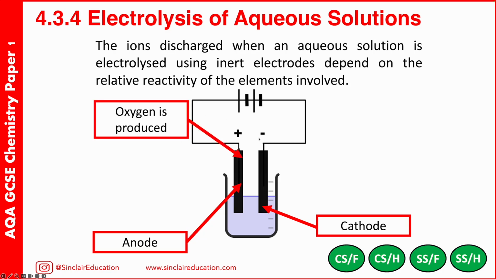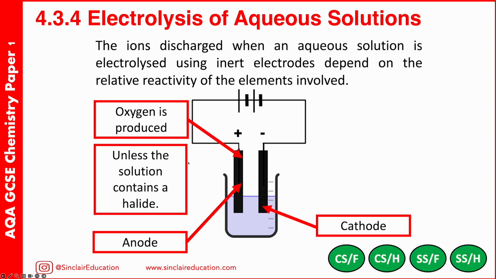So the rule about aqueous solutions is that oxygen will be made at the anode unless it contains a halide. Now a halide is anything in group 7. So if you notice you've got chlorine, bromine, iodine, they will still be made at this electrode, but nothing else will be. So it can only be a halide, or if it's not one of those substances, oxygen will be made.